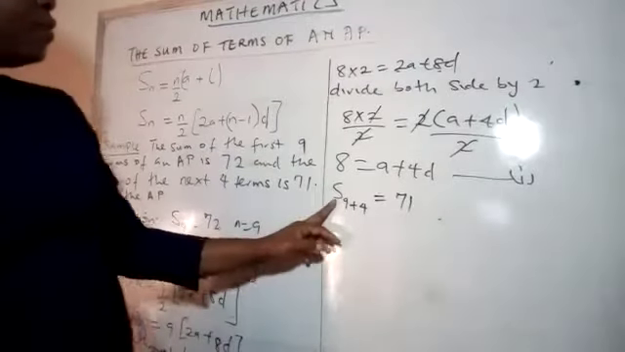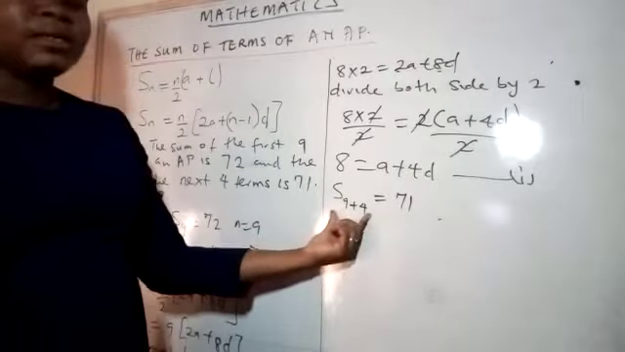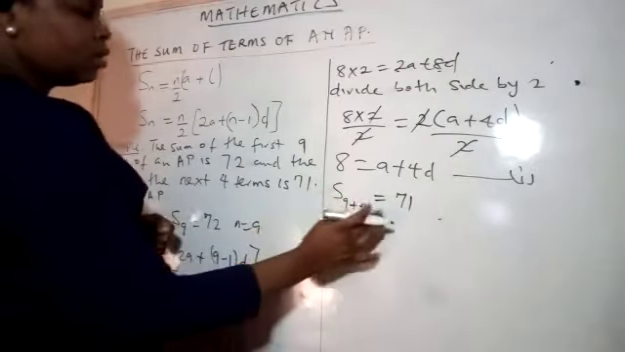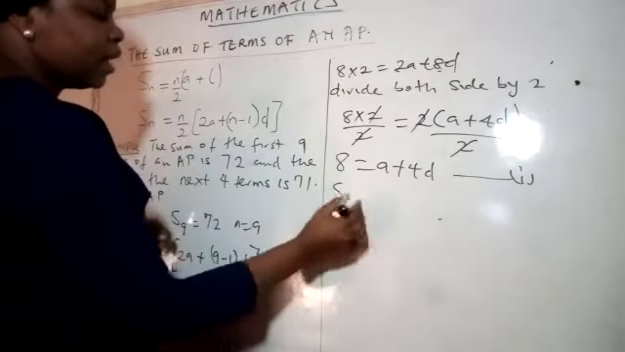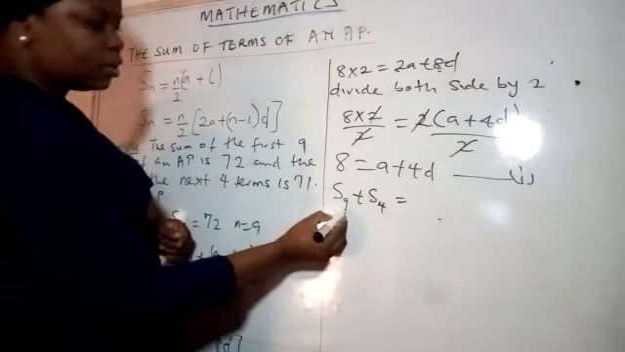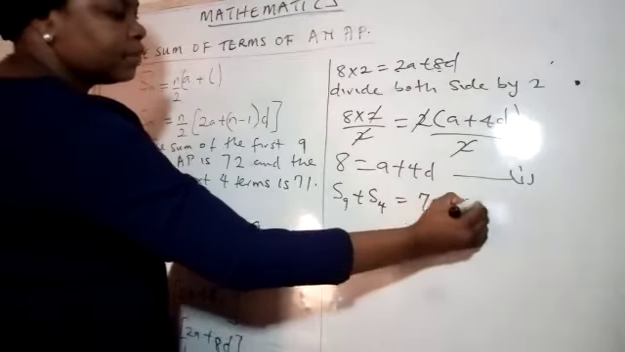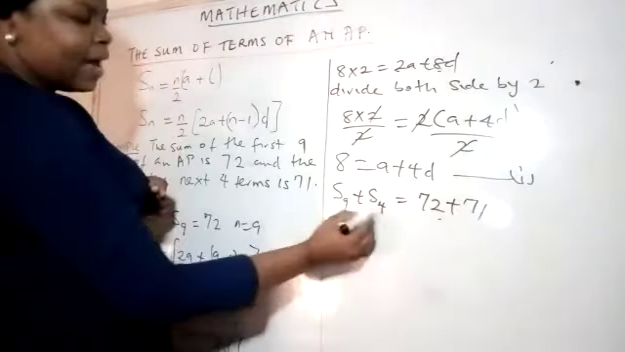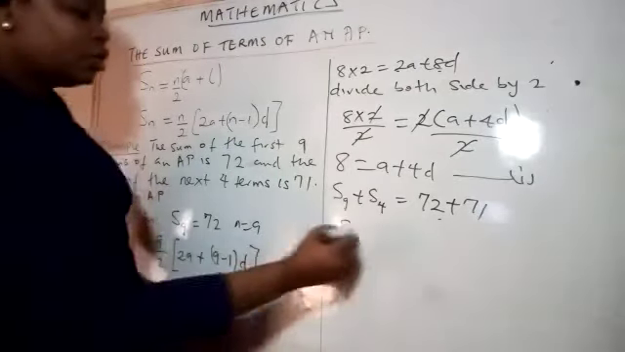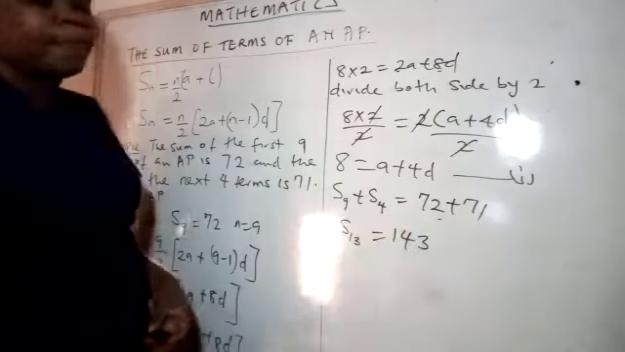Let's continue. The sum of the first 9 plus the next 4 is 71. So that means the addition of the sum now is going to be what? The sum of the first 9 plus the sum of the next 4. You know that the sum of the first 9 is 72. The sum of the next 4 is 71. So that means if I add this together, I'm going to have the sum of the 13 terms, which is the addition of this plus this, that's 143. Do you get that now?